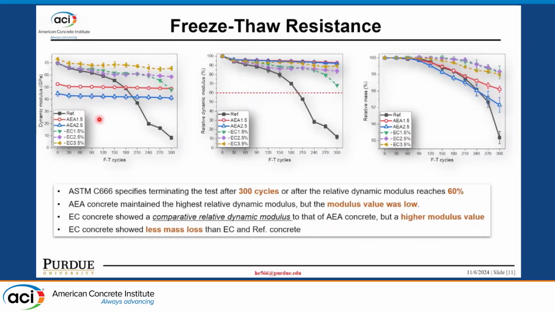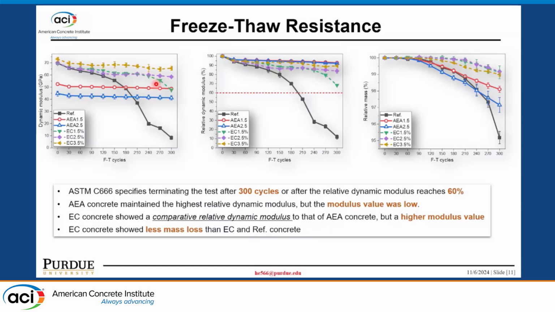For the dynamic modulus, we can see the reference concrete, after about 100 cycles, the dynamic modulus reduced a lot. That means it has a lot of damage, right? And the AEA concrete maintained the dynamic modulus very well. However, the absolute value of the dynamic modulus is low. That's why the strength is low. And for the expansive mixed concrete, at first, the dynamic modulus is higher than the AEA concrete, and is actually a little bit higher than the reference. And then, after about 300 cycles, it still maintained a pretty good dynamic modulus.